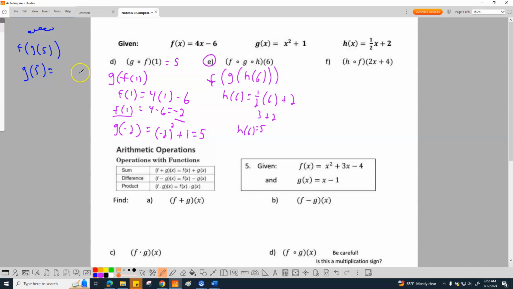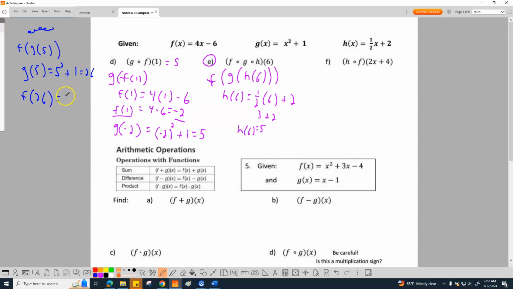See how this just builds on itself? G of 5, here's this. I'm going to put in there 5 squared. 5 squared plus 1, and that gives me 26. So now 5 squared is 25 plus 1 is 26. So I've solved my g of 5, and now what I have to do is I have to plug in g of 5, which is 26.